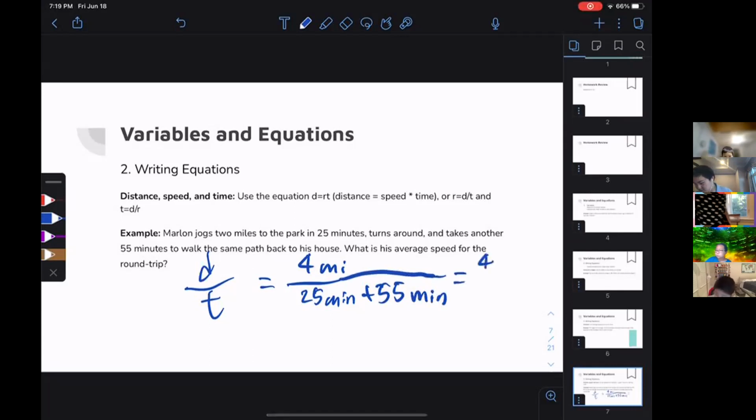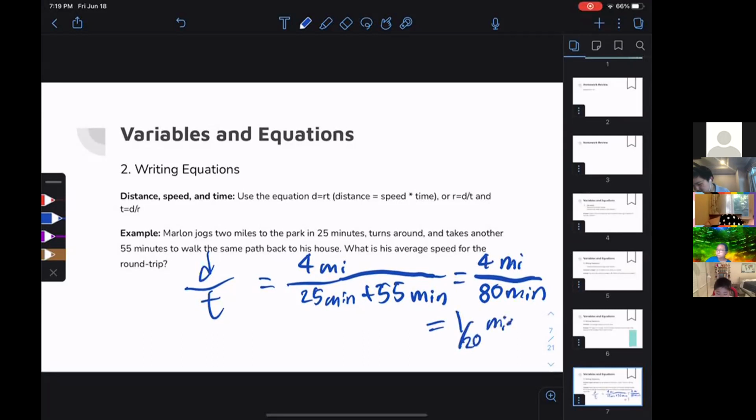Actually, it's 4 over 80, you just added 25 and 55 a bit off. And so yeah, just always be careful of this in general. In math competitions, try not to make little mistakes, and always check your work. And so yeah, the answer should be 1 over 20 miles per minute, or if you want to convert that, 3 miles per hour is his average speed.